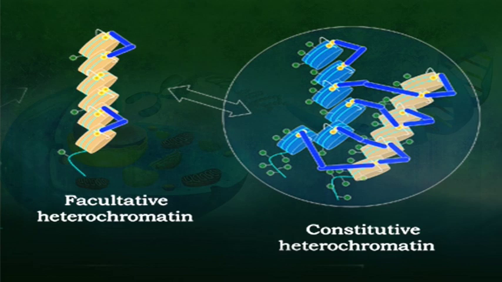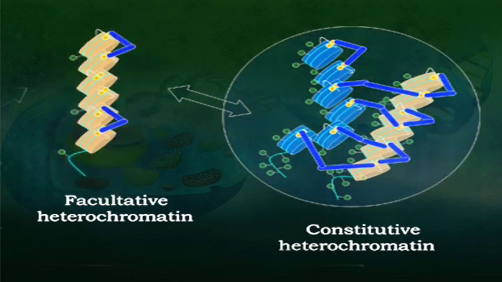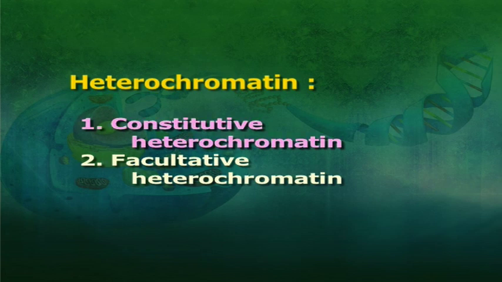Heterochromatin is said to be late replicating. It begins replication much later than euchromatin in the S phase and continues replicating long after much of the euchromatin has already replicated its sequences. Heterochromatin is divided into 2 classes. First is constitutive heterochromatin and second one is facultative heterochromatin. First we will see constitutive heterochromatin.